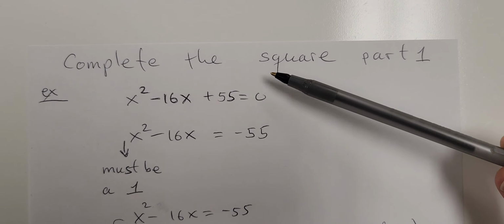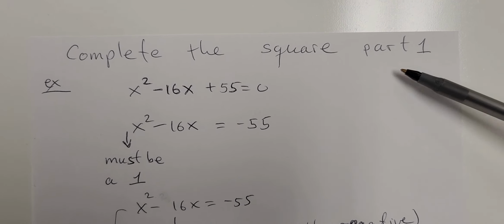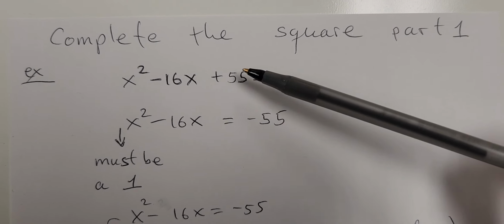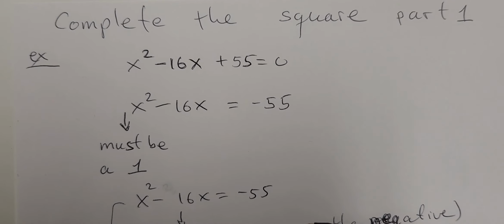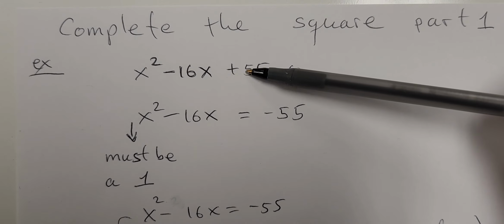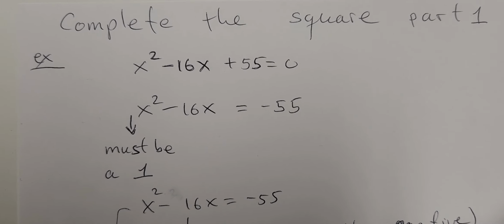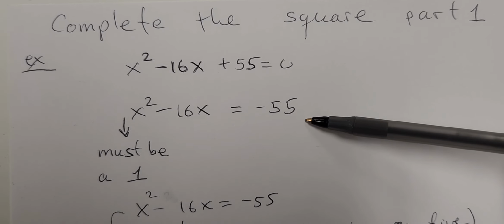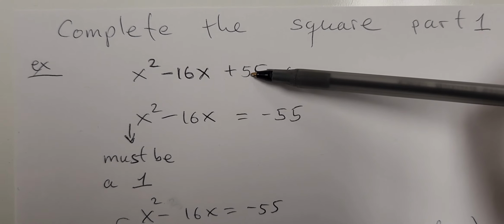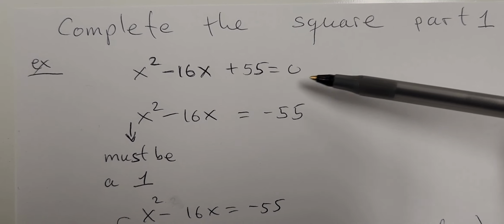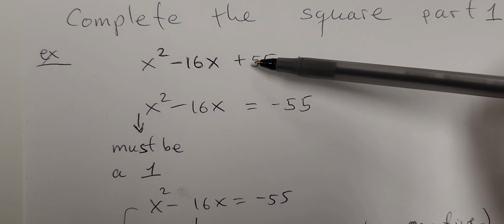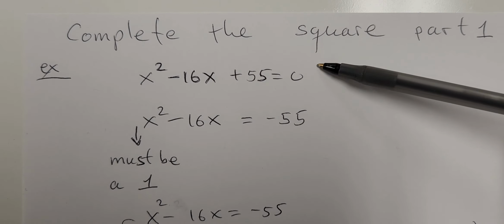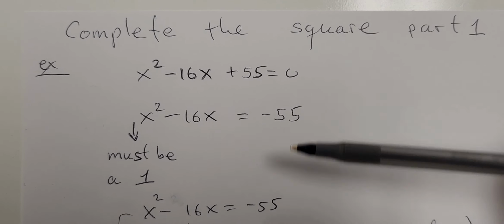This lesson is Complete the Square Part 1. Here we have an example, x squared minus 16x plus 55. I'm going to rewrite this line down here. First, I move the 55 over, so that becomes negative 55. Again, when you move a number to the other side, make sure it is opposite. So this is positive 55. I move it to the right side, so it becomes negative 55.